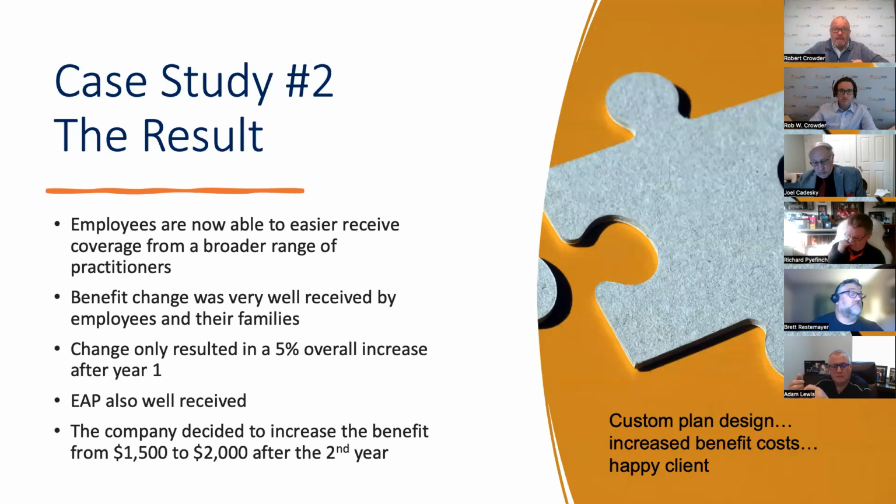But sorry, we also added in this particular case an EAP program. So the EAP program was on top of that. A very small increase after the first year. So the company decided they were going to further that message, and they sent a new message out to all of the employees that says, hey, great change last year to our benefit plan with the mental health silo, and we're going to increase that from $1,500 to $2,000. So they increased the benefit again.